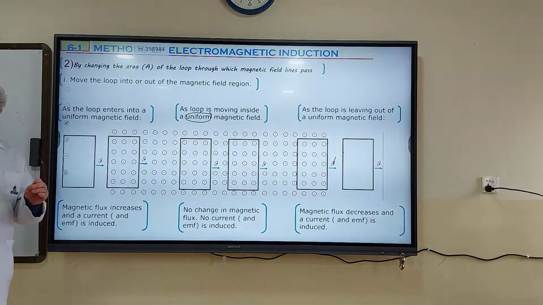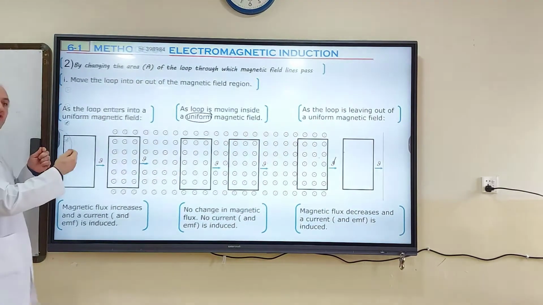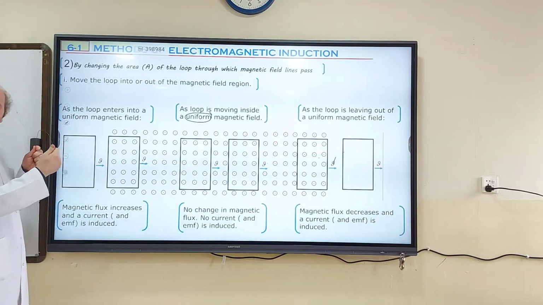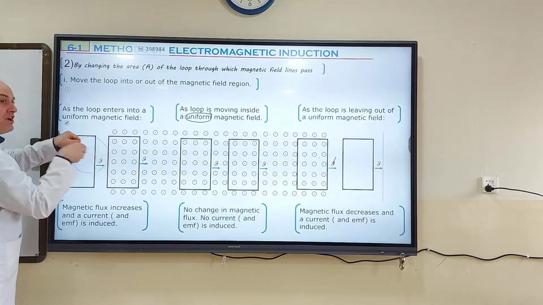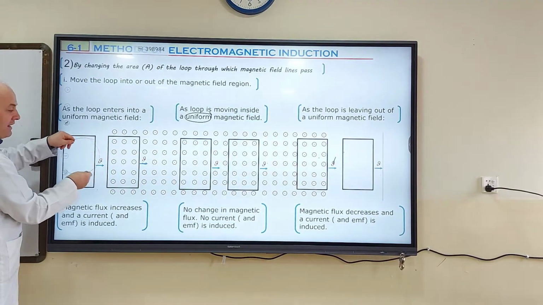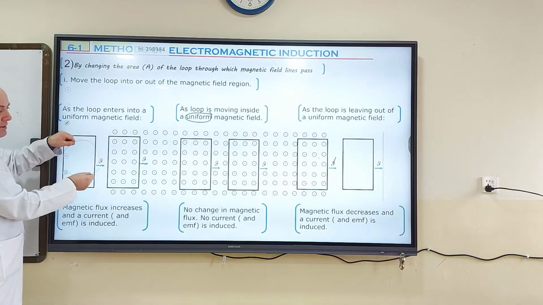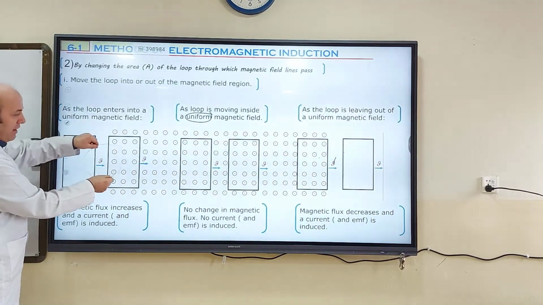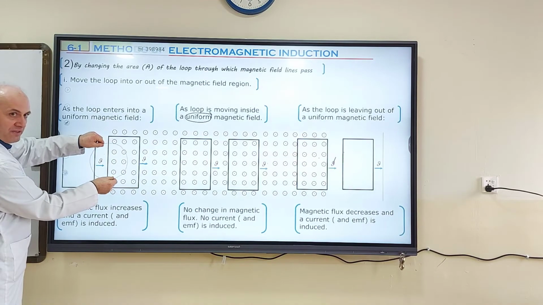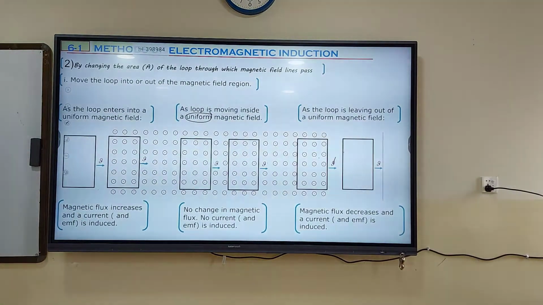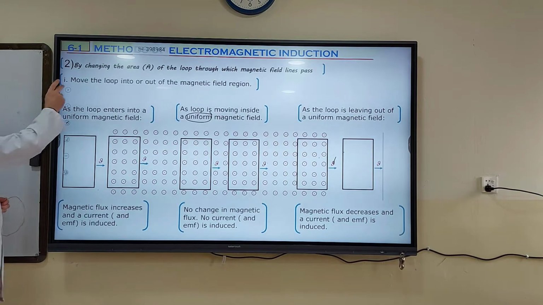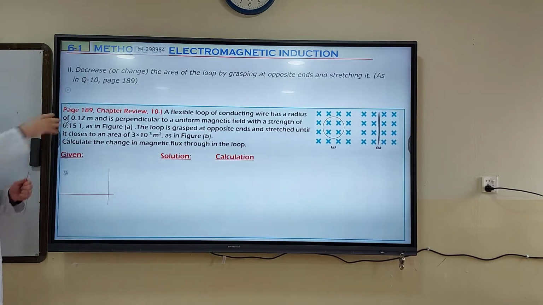Okay, one thing to be sure of: in fact, we are not changing the area of the loop. We are making the change in the area of the loop which is inside the magnetic field. Now completely out. Now a part of it is in. Now half of it is in. Now completely in. So we are changing the area of the loop which is inside the magnetic field. But now, in the second case, we will make a change in area.